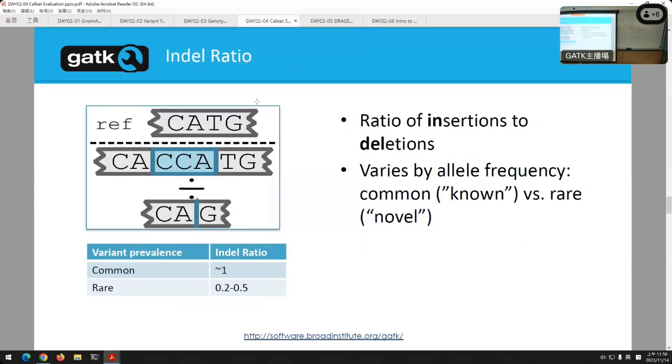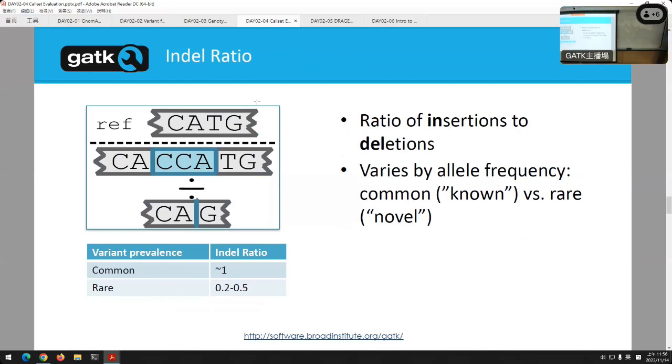Another one is the indel ratio. Now, this is cool. A lot of these rely on us understanding a little bit of what's happening in the underlying biology. So in a human, insertions and deletions don't actually happen at the same rate. You're actually much more likely to have a deletion than an insertion.